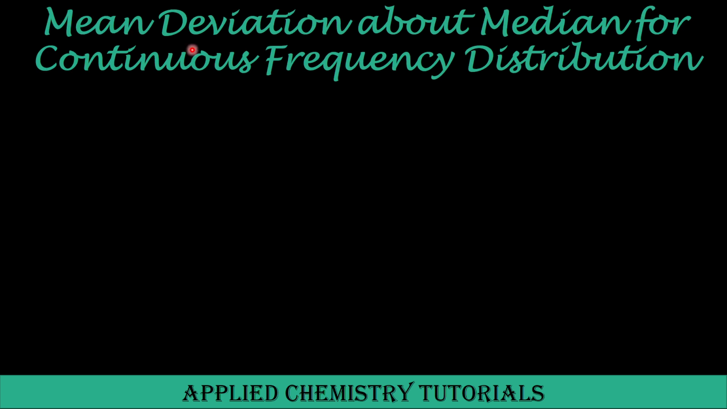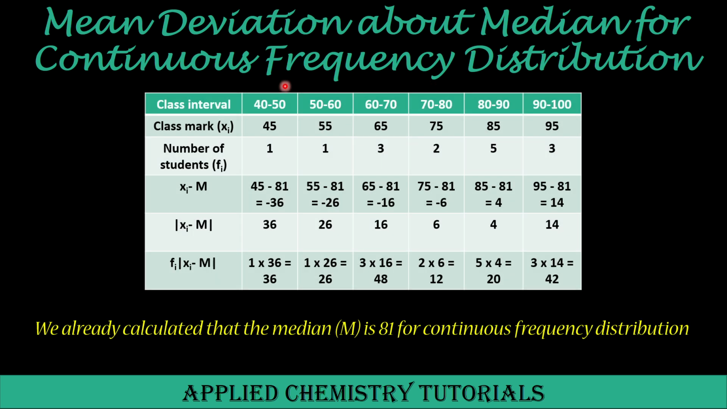Now that we have our median value, we can easily calculate the mean deviation about median for a continuous frequency distribution. Let's focus on the top part of the table first. We have the class intervals in row 1, and from these we can calculate the class marks, or xi, which is the upper class limit plus the lower class limit divided by 2, or 50 plus 40 by 2, which equals 45 here. Similarly, for 50 to 60 we have 60 plus 50 by 2, or 55, and so on. The number of students is shown in the third row.